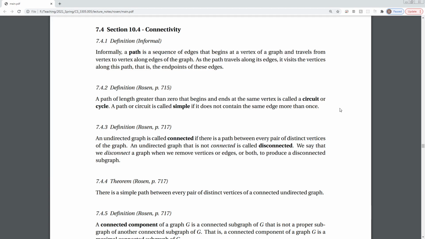So maybe not an edge directly, but in terms of a network, can a packet be routed from your computer to some destination computer? And so in terms of computer science, that is the more interesting connection, or the more interesting interpretation of connectedness. Okay. So informally, a path is a sequence of edges that begins at a vertex of a graph and travels from vertex to vertex along edges of the graph. As the path travels along its edges, it visits the vertices along this path, that is, the endpoints of these edges. Okay. So I just want you to get used to the terminology a little.